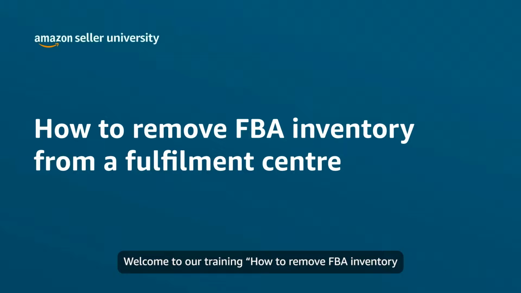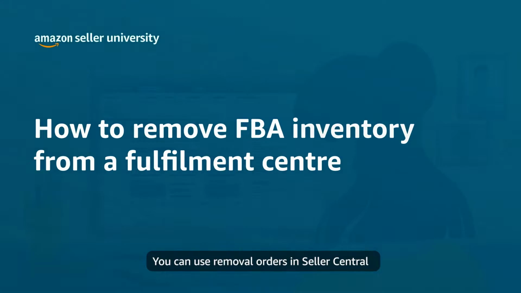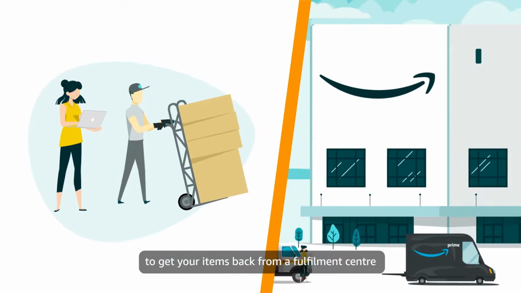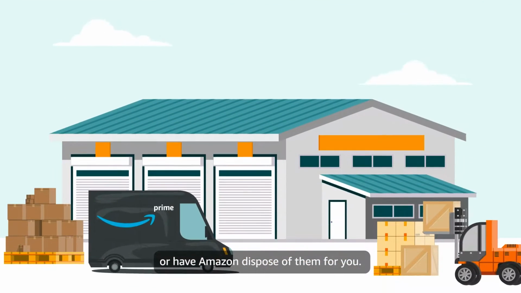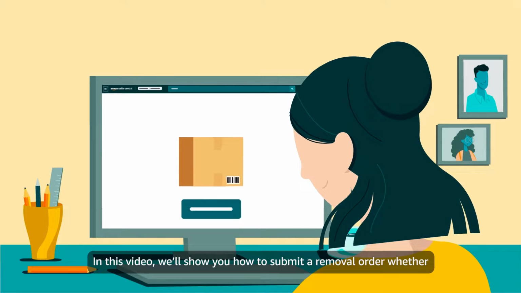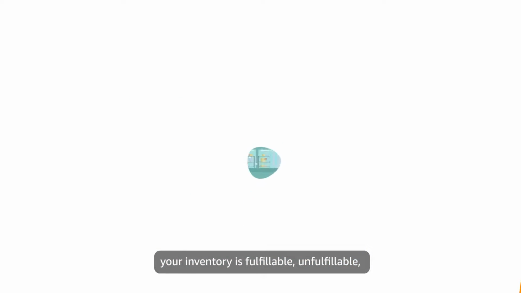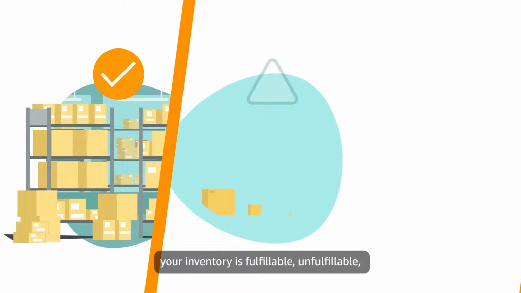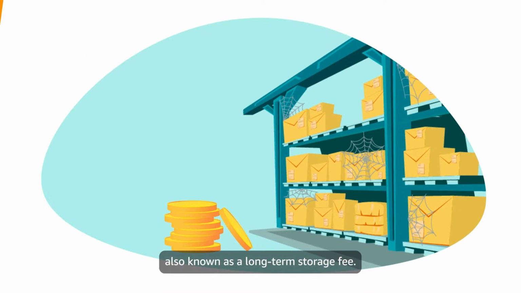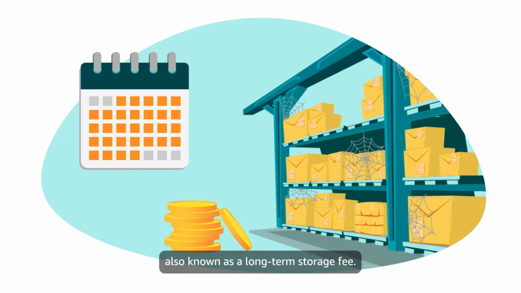Welcome to our training, How to Remove FBA Inventory from a Fulfillment Center. You can use removal orders in Seller Central to get your items back from a fulfillment center or have Amazon dispose of them for you. In this video, we'll show you how to submit a removal order, whether your inventory is fulfillable, unfulfillable, or subject to an aged inventory surcharge, also known as a long-term storage fee.